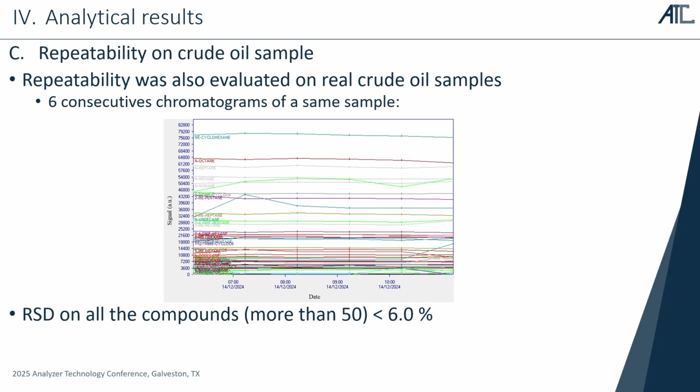So then here, it is a repeatability test on the crude oil sample. The same crude oil sample in a vial has been analyzed consecutively 6 times. And we can see that the RSD on all compounds is better than 6%. So even with a large number of compounds, which makes repeatability more difficult because as the number of peaks increases, the speciation or the chromatographic peak shape can be affected, even in this case, we have a very good repeatability on these compounds.